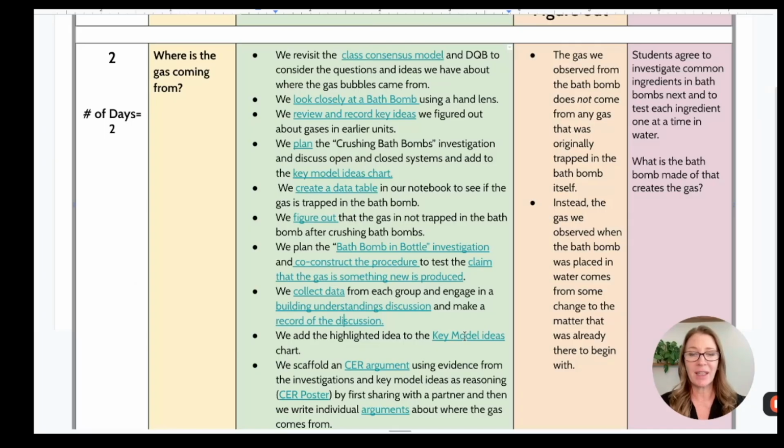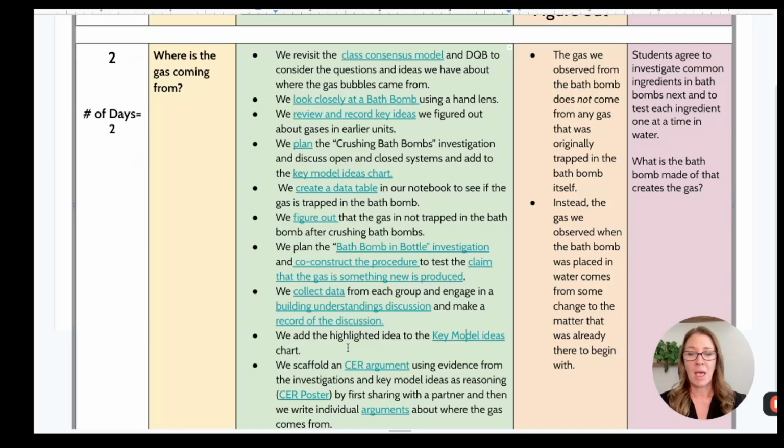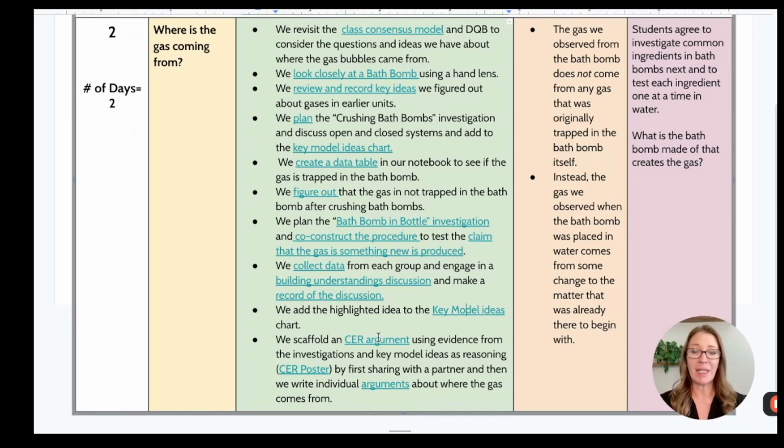We're going to add these highlighted ideas to our key model chart. We already did all the stuff that's not highlighted, and we're going to add this highlighted portion right here. So even when changes happen to the matter, no matter gets in and out, even when changes happen, such as becoming a gas. And then we're going to scaffold a CER argument.